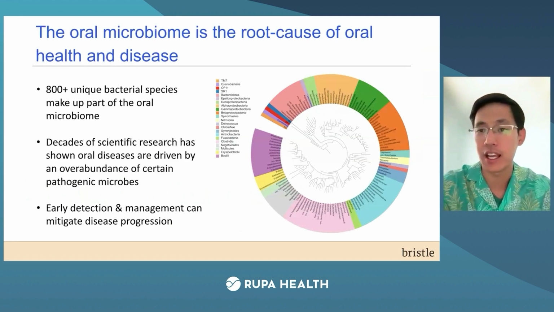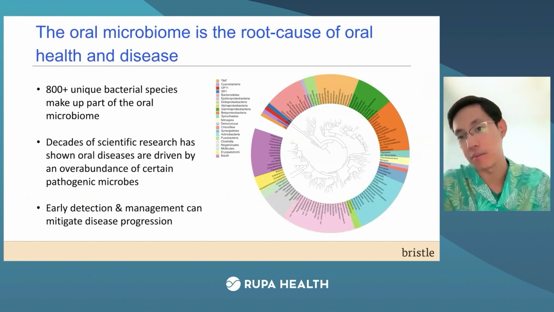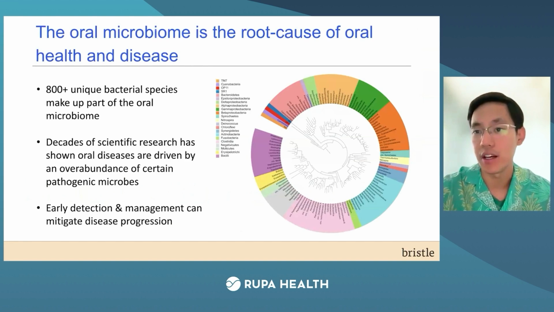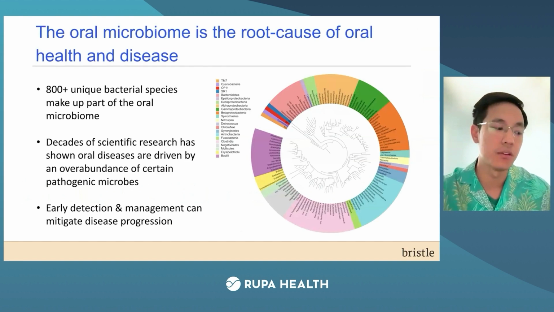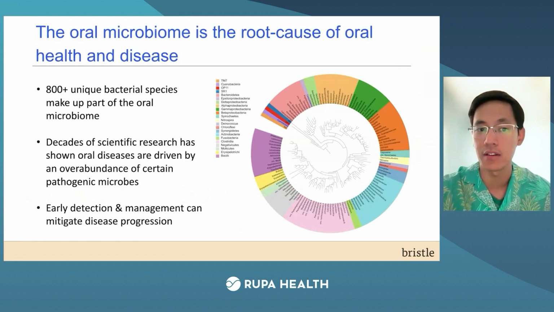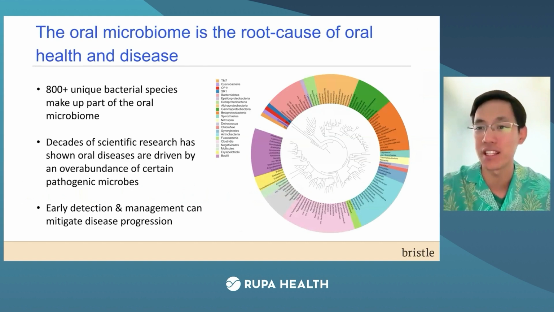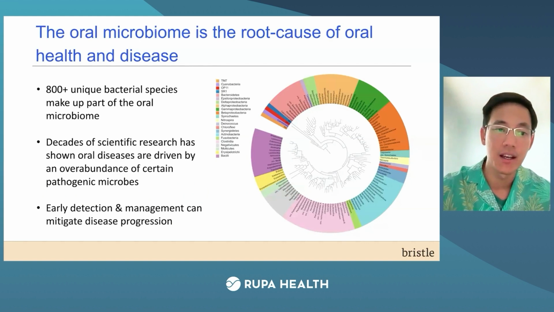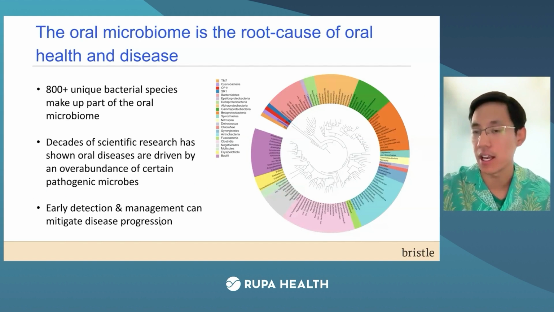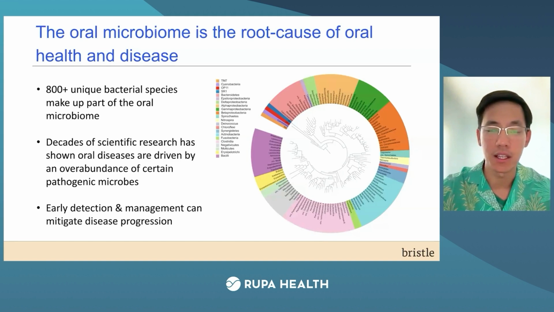The oral microbiome has over 800 different unique bacterial species that have been identified. And decades of research, actually call it centuries of research, have shown that certain bacteria in the oral cavity are really important at driving disease. This goes way back to the discovery of bacteria themselves. When the microscope was invented, he looked at teeth and said, wow, there's worms on these people's teeth in their cavities. And that's when we found out that strep mutans really causes cavities. Lots of research now shows that early detection and management of the oral microbiome can affect trajectory and change the direction of disease.